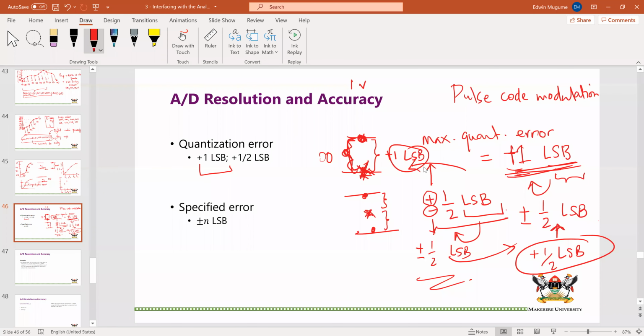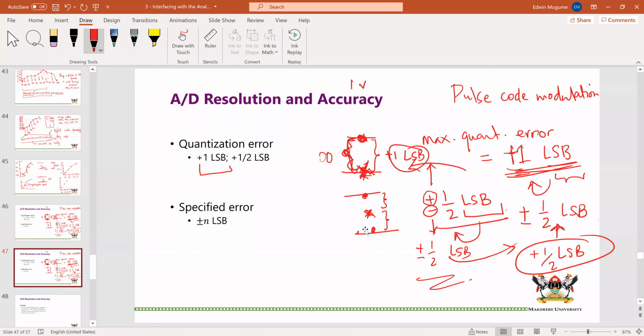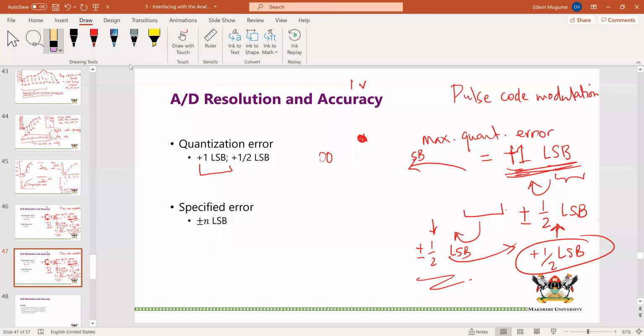Right. Okay, let me duplicate this slide. Okay.